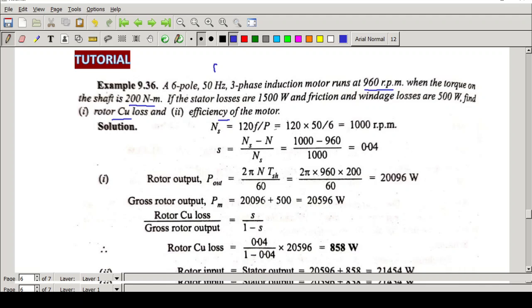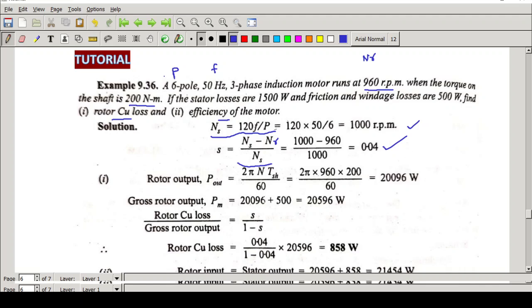Now here the frequency is given, the number of poles is given. Using that we can calculate the synchronous speed, 120 f by P. Now here it is given that the motor runs at 960 rpm, which means the rotor speed Nr is 960. Using that we can find the value of slip, that is (ns minus nr) by ns, and then we will get the value of slip.